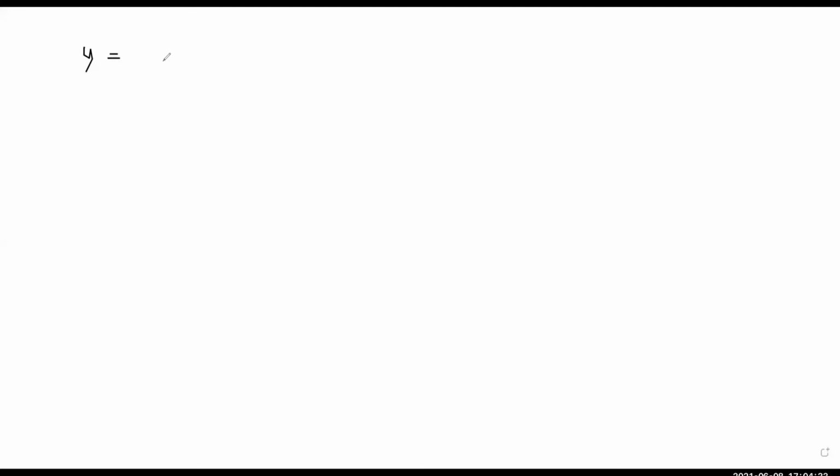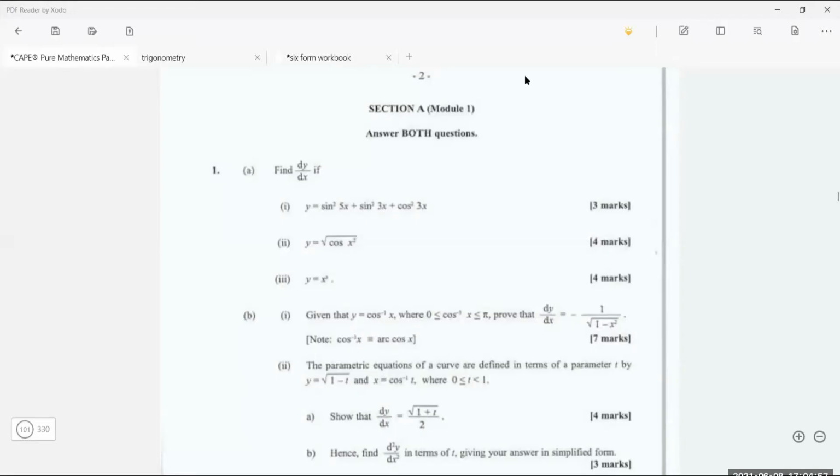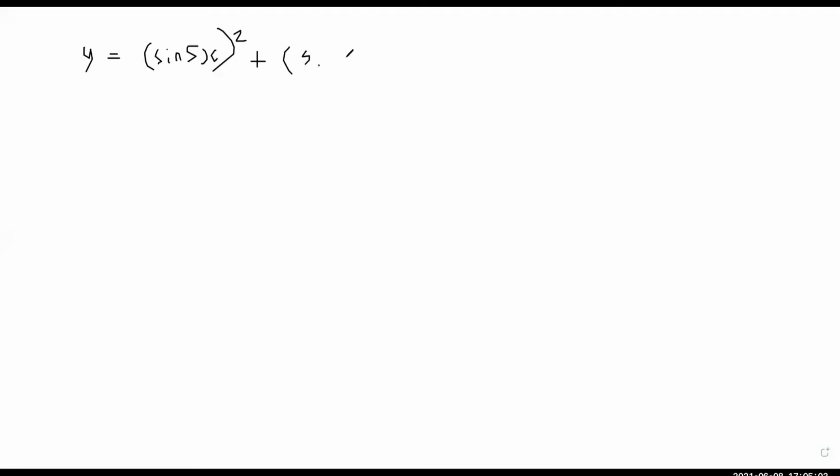Now look how I'm going to write it. Instead of saying sine squared 5x, you can write this as (sine 5x) all squared. This is how we need to start: practice writing sine squared 5x this way before you differentiate. It makes it a lot easier. So it's (sine 5x) all squared plus the next term, sine squared 3x, which you can write as (sine 3x) all squared, and then plus (cos 3x) all squared. And you need to find dy by dx.